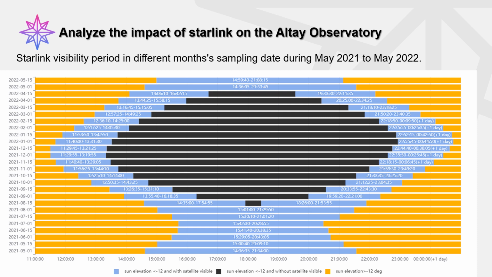The yellow part is when the sun is above -12 degrees. Satellites are only visible during the blue part. We can see that during May to August, there are some satellites visible during the entire night.